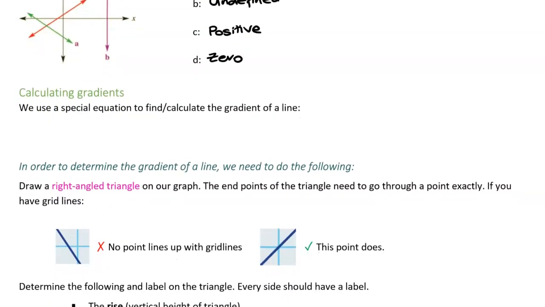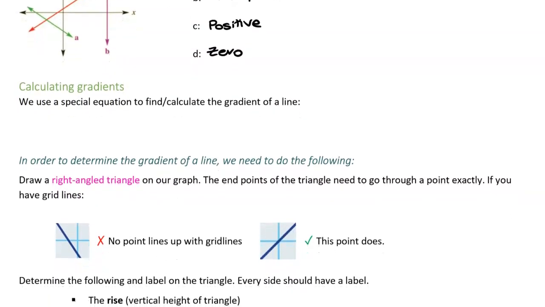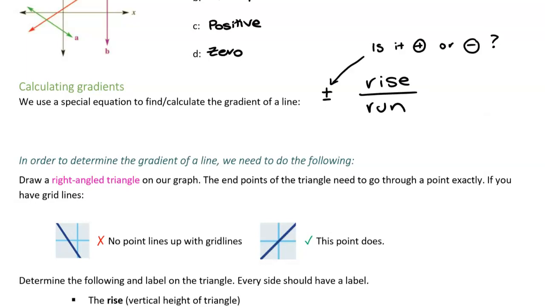Now, when we're calculating gradients, we use a special equation to find or calculate the gradient of the line. Now, I like to remind myself, I'm going to either have a positive or a negative gradient, so I like to put a little plus or minus sign at the front, reminding me, is it positive or negative? And then I do rise over run. So there are three pieces of information we need to know. Now you might be looking at that saying rise and run, what are you talking about? Well, I'm going to show you what that means.